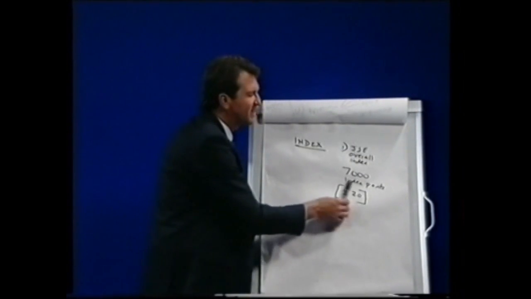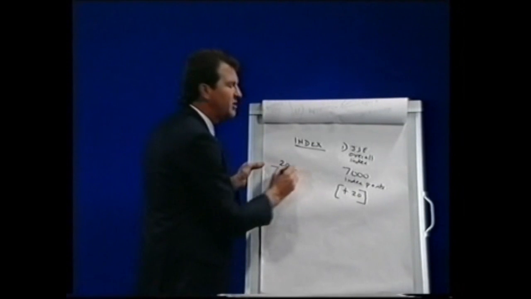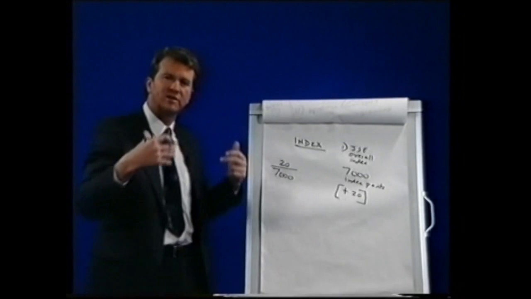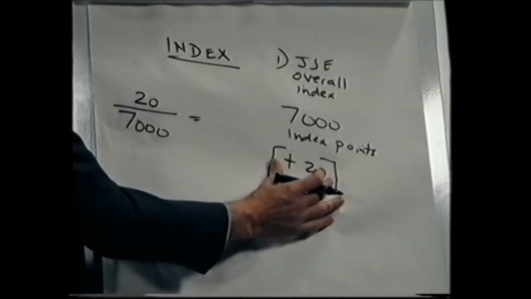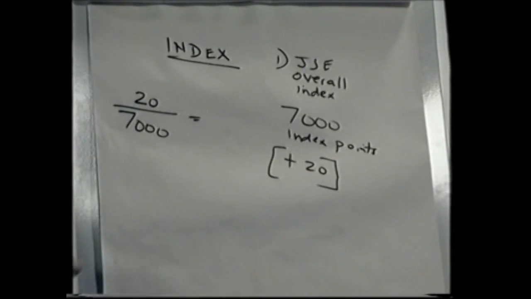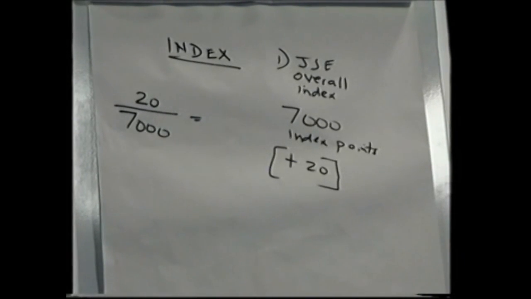Now that in itself doesn't mean a lot, but if you take those 20 index points and you express them as a percentage of the 7,000 index points that the market is currently at, you will get an idea of what percentage rise or percentage fall the stock market has experienced. In this case, the market has risen by 20 out of 7,000, and that will be a very small percentage, maybe even 0.1 or 0.3%.